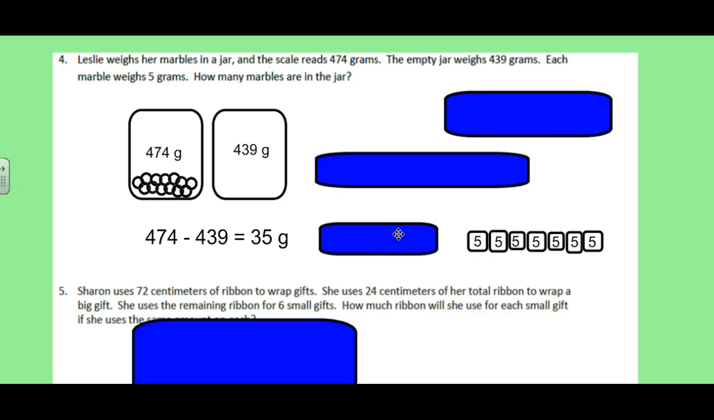So the equation that I'm looking for is 35 divided by 5 equals 7, because we knew how much all the marbles weighed, and we knew how much one marble weighed. We were trying to figure out how many marbles there were in all.